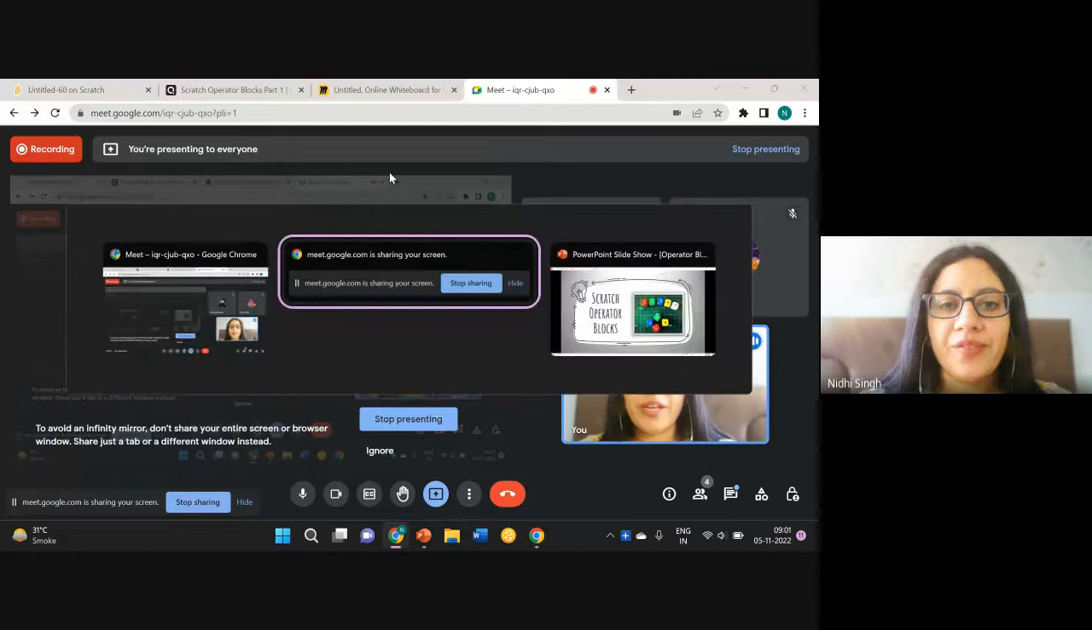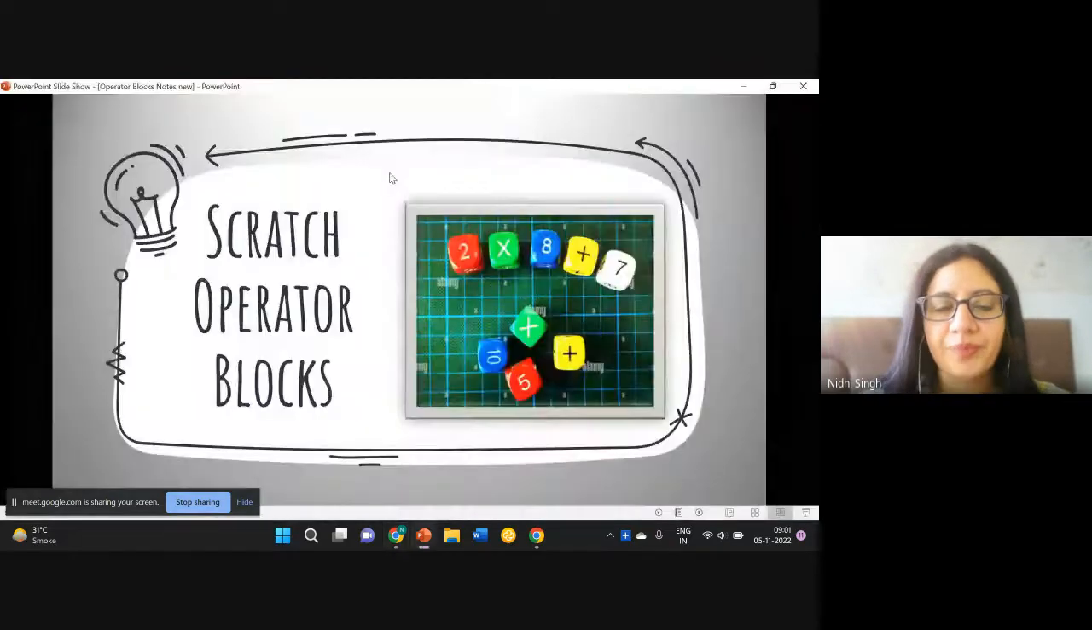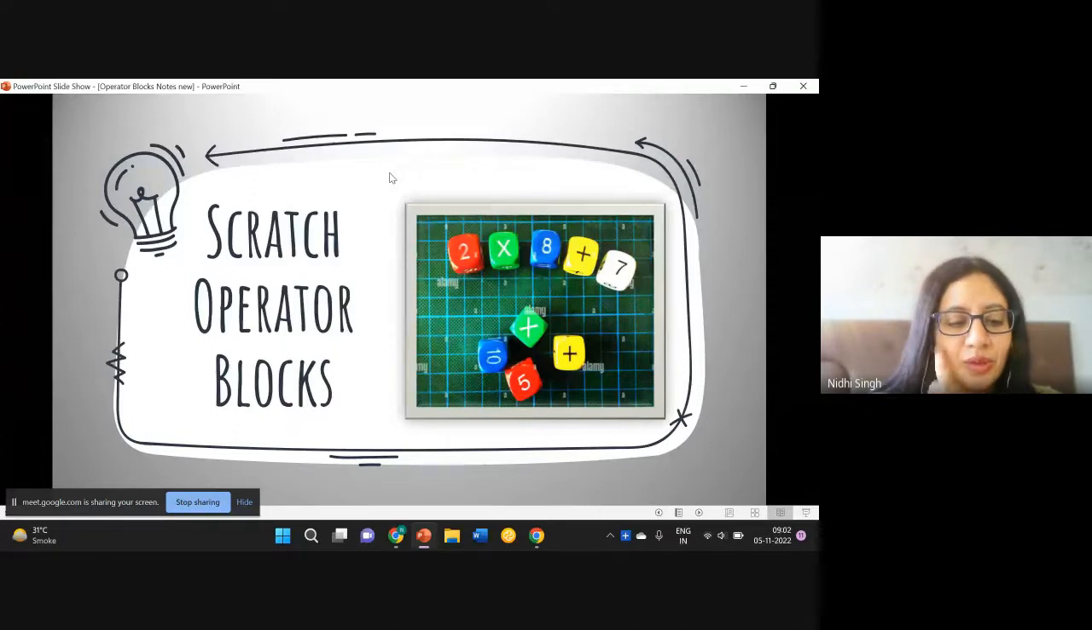So today we will be starting with Scratch operator blocks. Okay. So any idea what you understand by operators? If I'm talking about mathematical operators, they are different operators. Have you heard about this term before? So basically we have arithmetic operators, relational operators that we will be discussing. But do you know the meaning of operator?